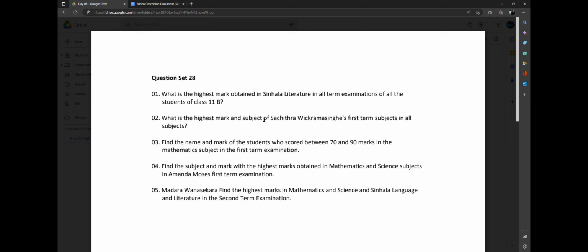Hello everyone. In today's video we are going to discuss how to use the max and inner join functions in our database tables to search for specific data. What we have here is our question set number 28, which is based on the data in questions 17 and 18. Our first question: what is the highest mark obtained in Sinhala literature in all the term examinations of all the students of class 11B? Alright, let's move on to our SQL to answer this question.